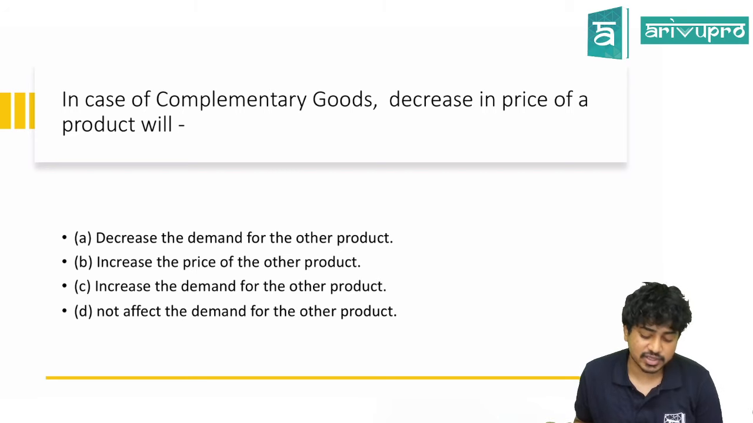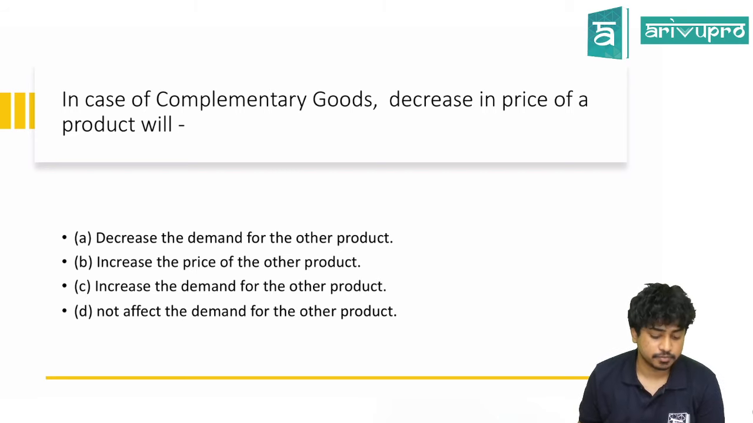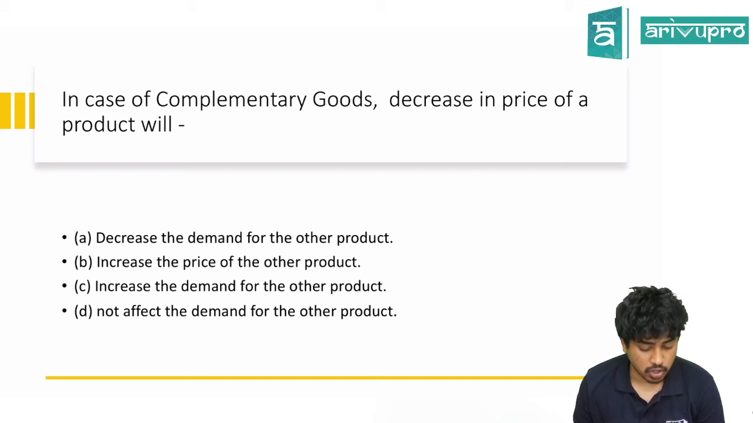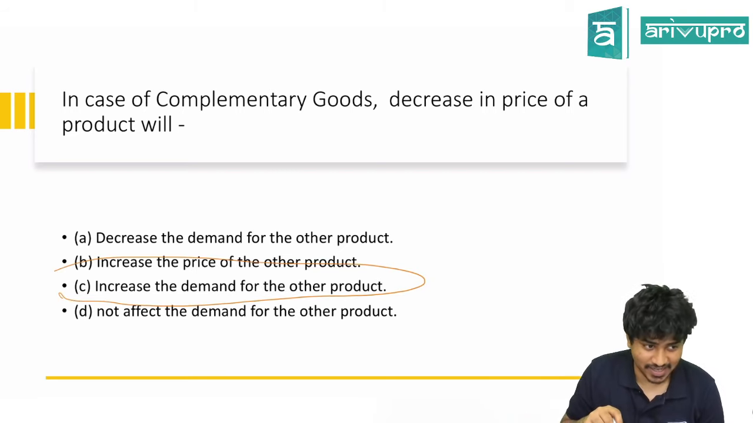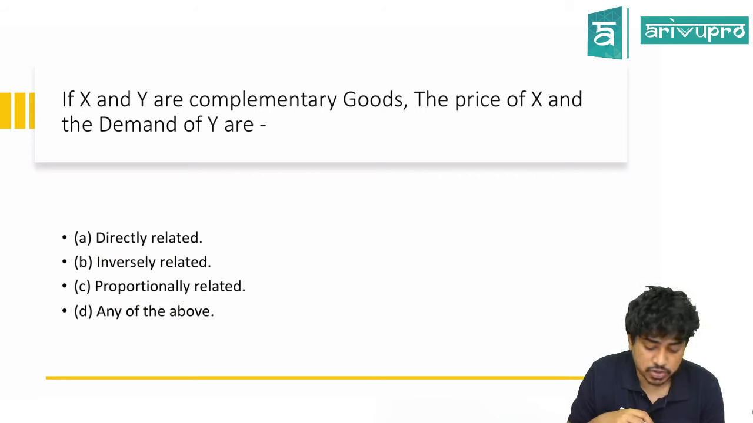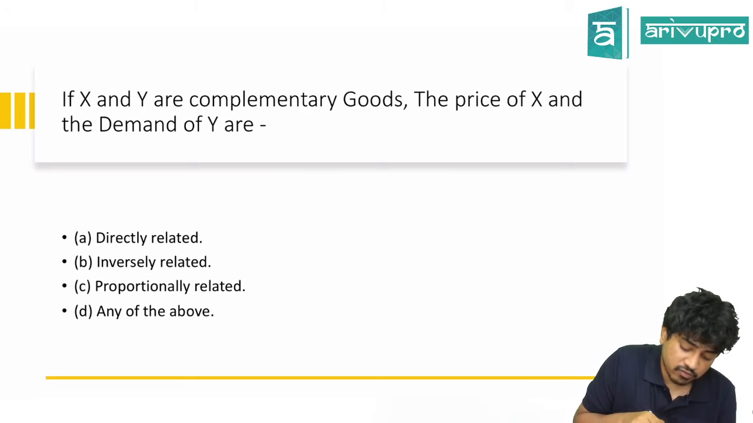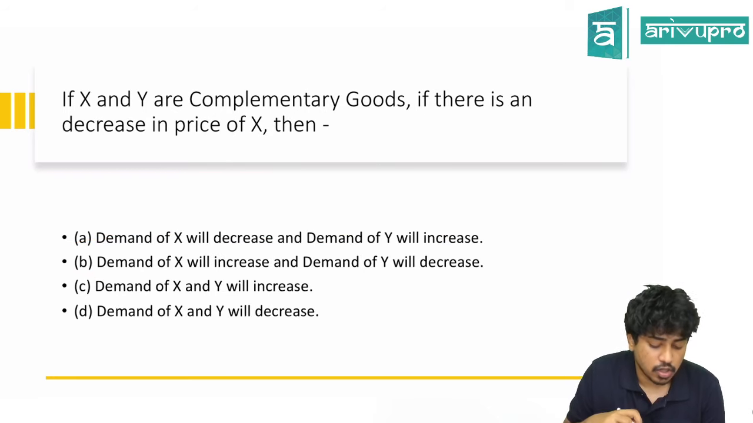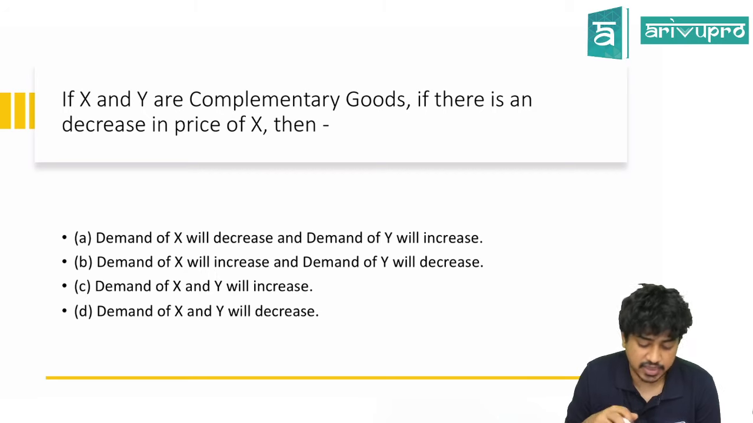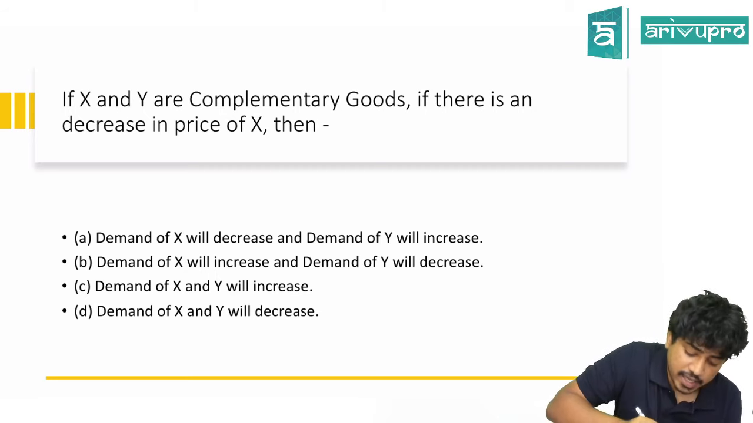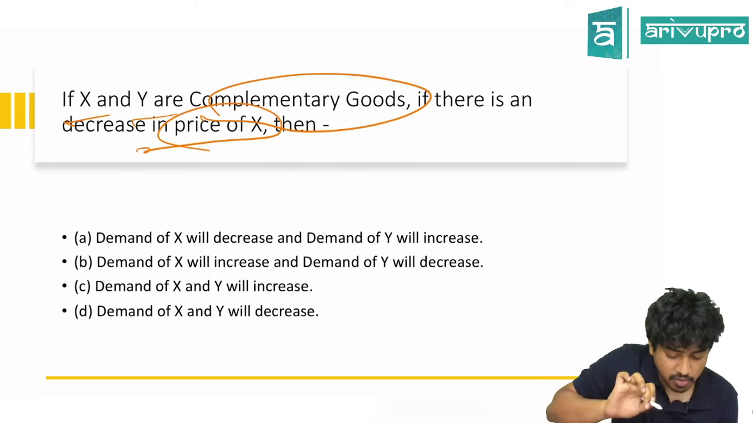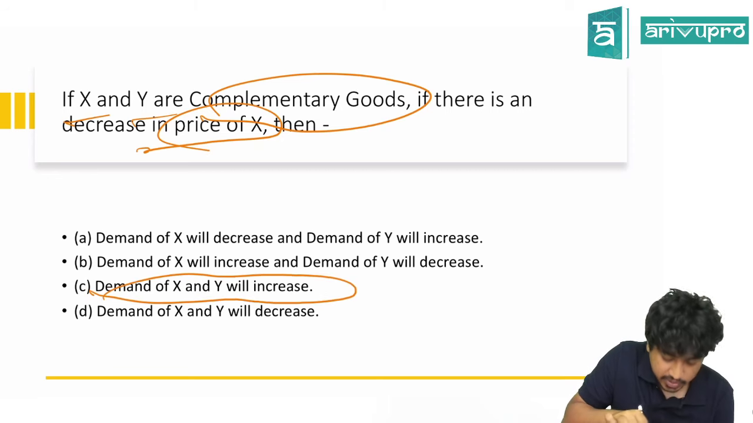In case of complementary goods, a decrease in the price of a good will what? A decrease in the price of the commodity will increase the demand of the other good. Are we clear? Done. If X and Y are complementary goods, the price of X and demand for Y are inversely related, right? If X and Y are complementary and there is a decrease in price of X, then what will happen? See, understand, X and Y are complementary goods. If there is a decrease in price of X, demand for X and Y will increase, I told you, no?